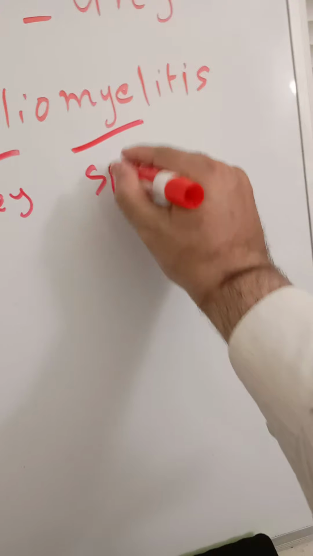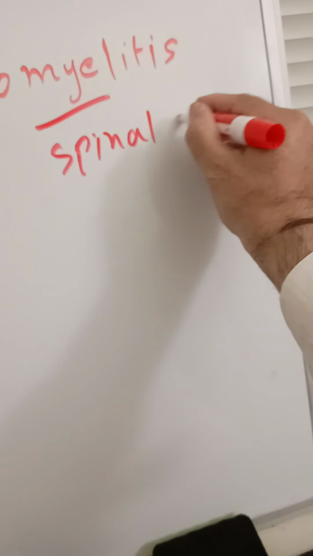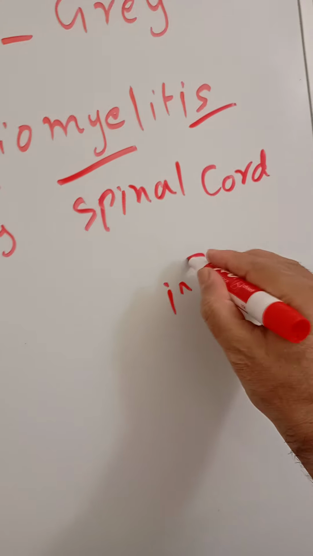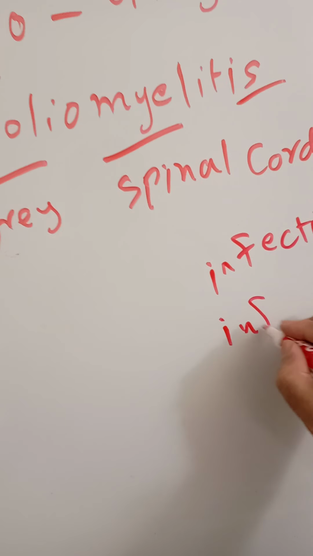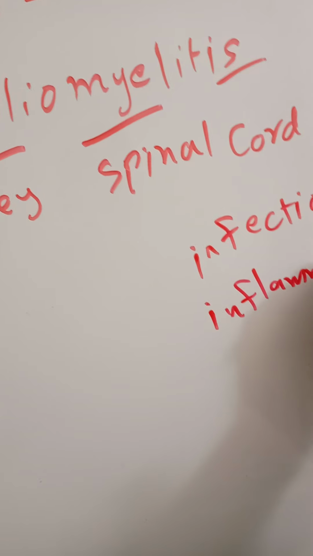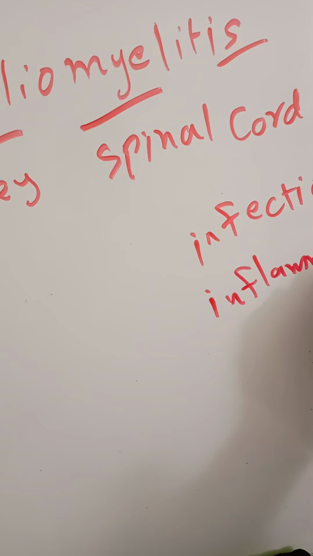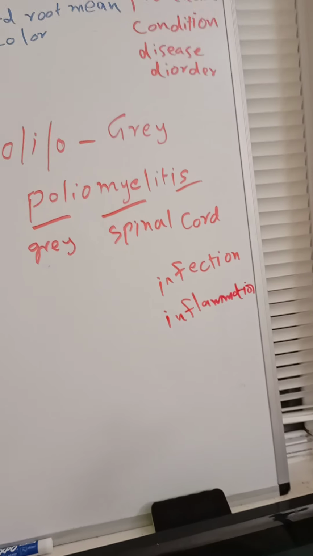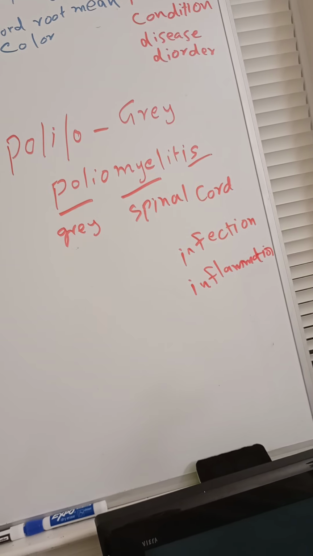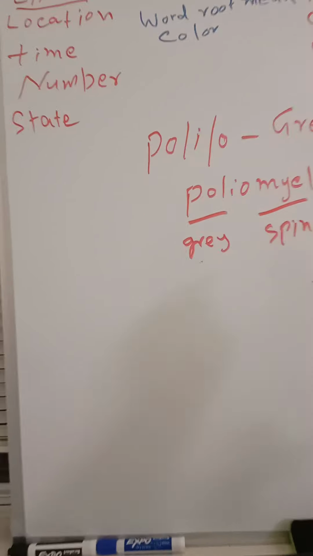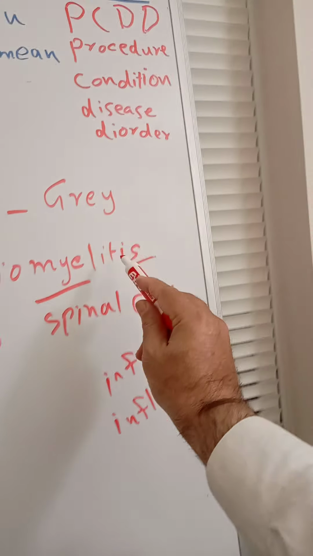Myel means spinal cord. And itis means infection or inflammation. It has two meanings: infection and inflammation. So poliomyelitis means infection of the gray part of the spinal cord. Infection of the gray part of the spinal cord.